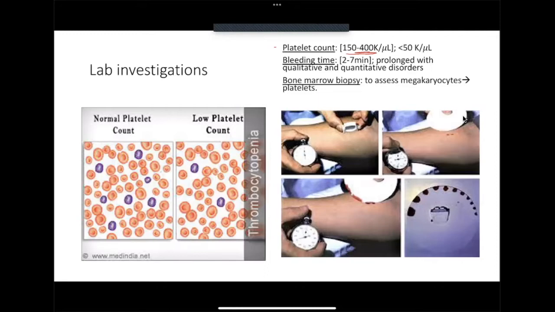And then in other cases, you can also do a bone marrow biopsy to measure the megakaryocytes, because you know that that's how platelets are formed, from megakaryocytes.